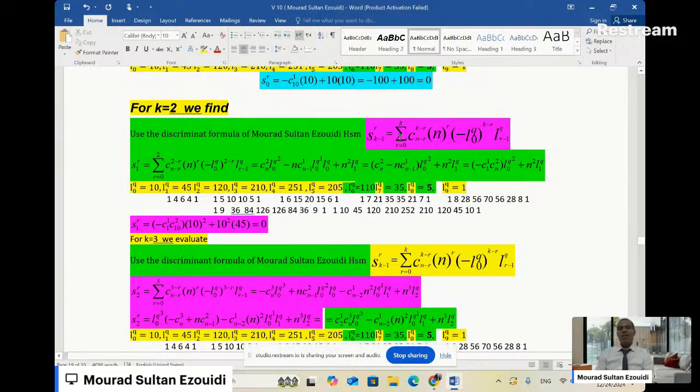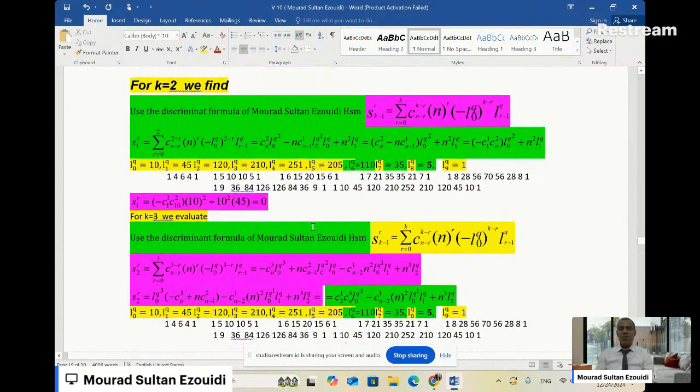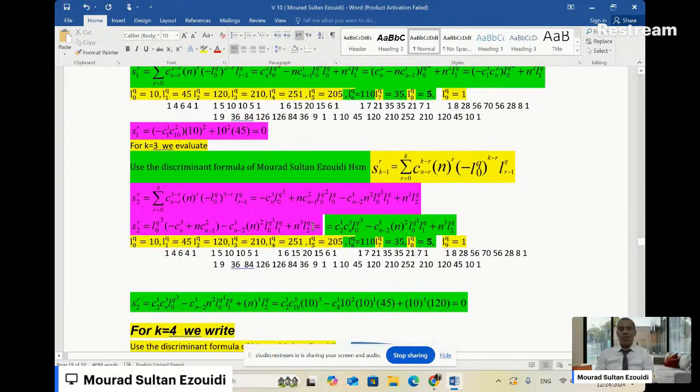We will replace k with 2 and we will obtain the last formula: negative combination n choose 2 times L0 of order q squared plus L squared times L1 of order q. Okay, so now we calculate. This S1 is equal to negative combination 1 choose 1 times combination 10 choose 2 times 10 squared plus 10 squared times 5, which is equal to 0. Okay, now we continue. I will let you do the calculation because I already calculated this.